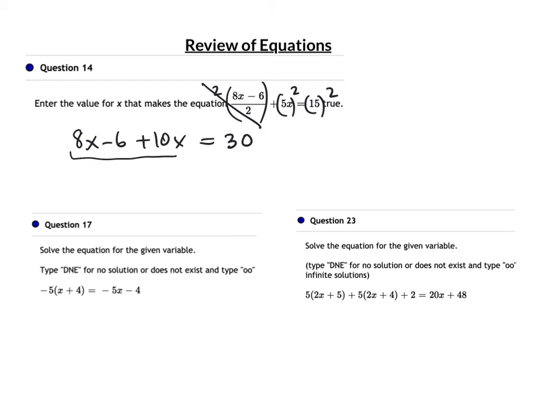See how there are 3 terms? 1, 2, 3. That means we can simplify. There are like terms there. 8x and 10x make 18x.